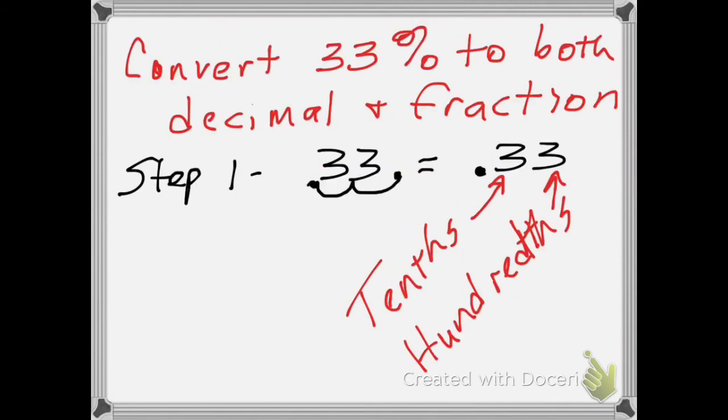We're going to do one more. If we convert 33% to both a decimal and a fraction, step 1 is the simple one. We're going to take that decimal point and we're going to move it 2 places to the left, which gives us 0.33. We have our tenths and our hundredths place values.